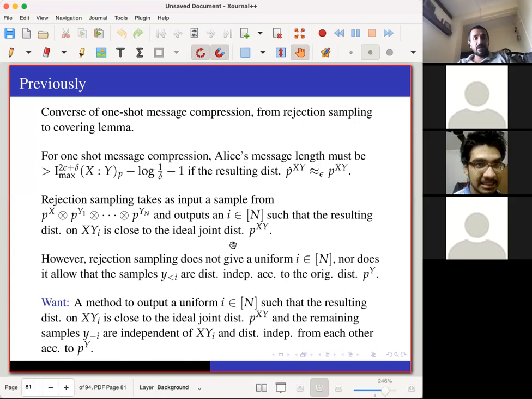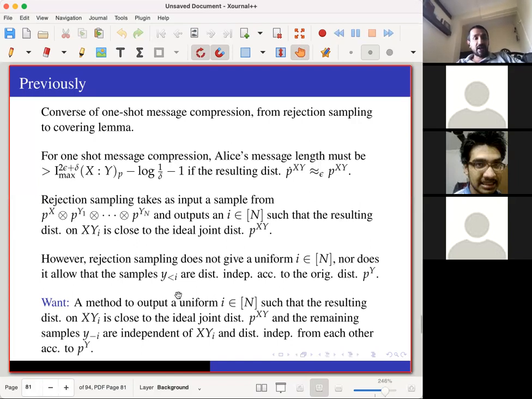However, rejection sampling does not give us a uniform index I. We had said that by the very nature of the sequential process, there's greater chance for I to be concentrated towards a small value. I equal to 1, 2, 3, 4 are much more likely to come than I equal to n minus 10 or something like that. So it does not give a uniform I.